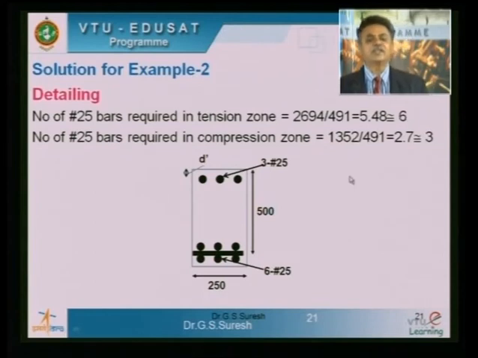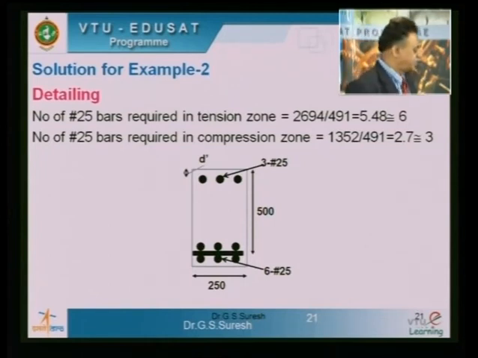Then the number of 25 mm bars required in compression zone is total Asc 1352 divided by 491, which comes to 2.73. So, I have shown here the sketch, the width of the section is 250, the effective depth is 500. You provide in two layers. Now, on the board I will show you why you require two layers. We will see on the sketch on the board.